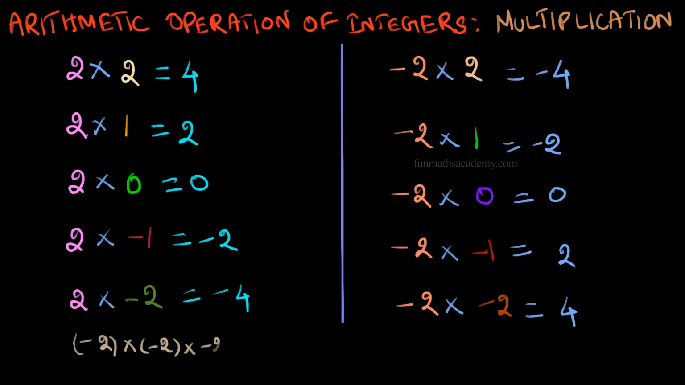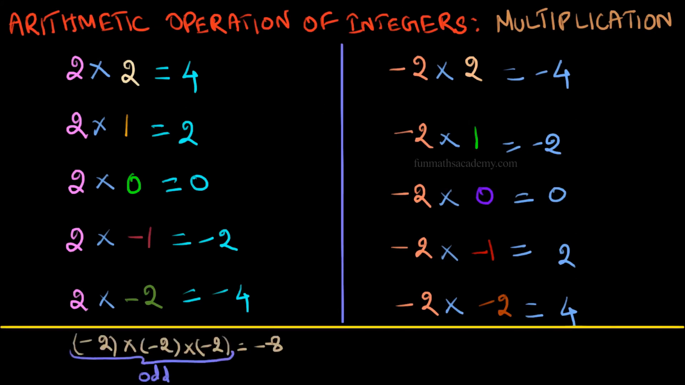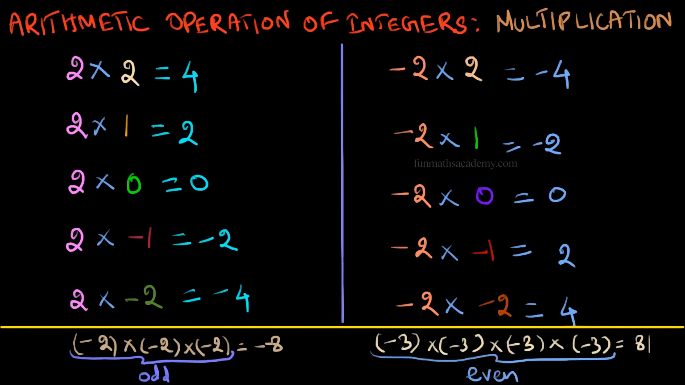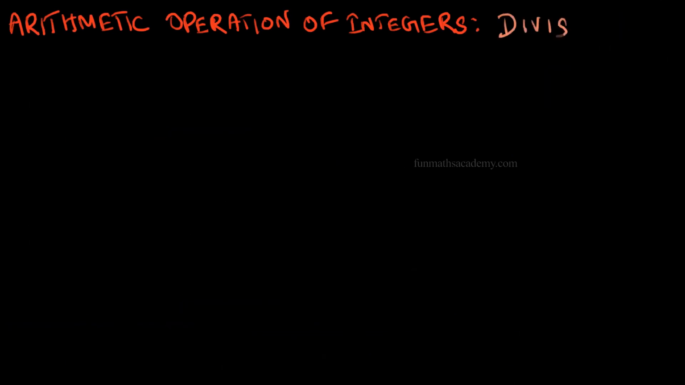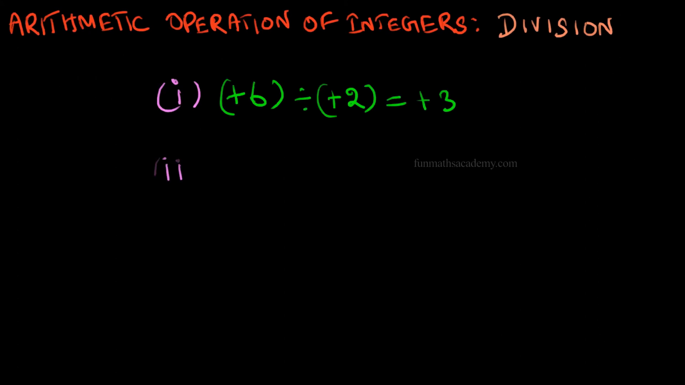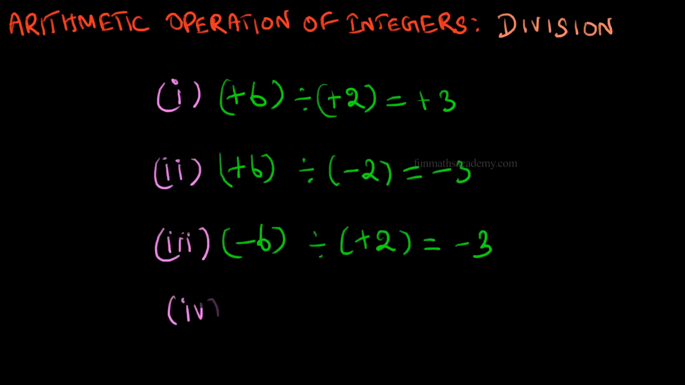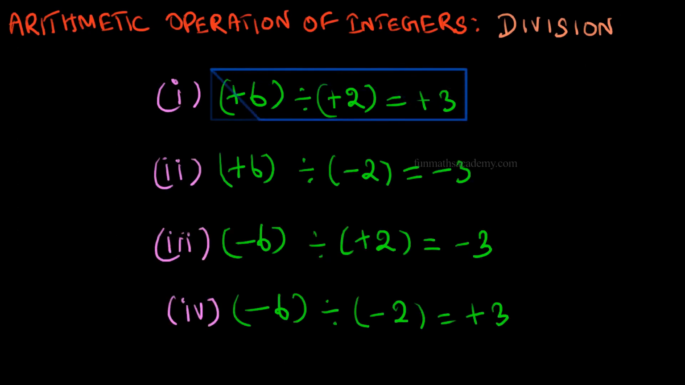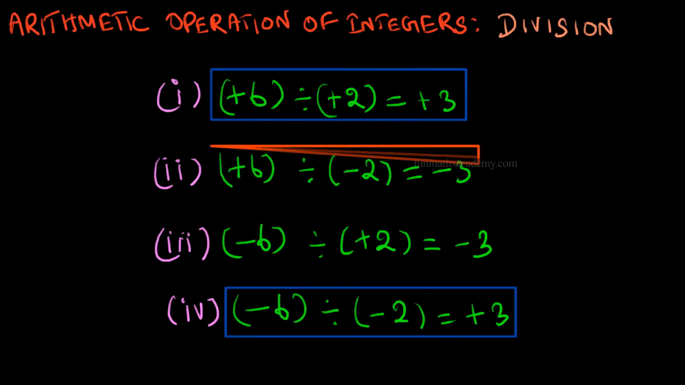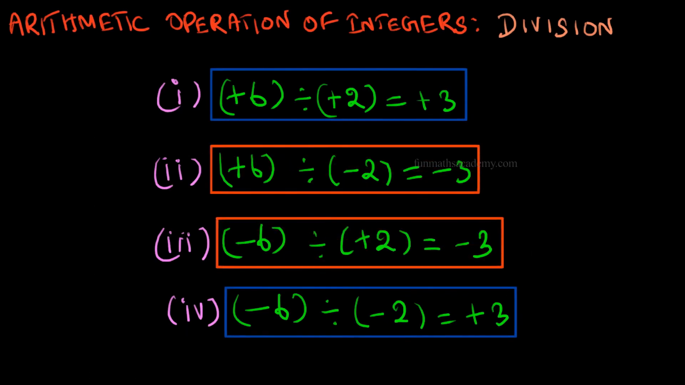Now, when we multiply odd number of negative numbers, we will get a negative product. And when we multiply even number of negative numbers, we get a positive product. Since division is inverse process of multiplication, the same rules we used in multiplication will also be used in division. That is, when two like signed numbers are divided, we get a positive number, and when two unlike signed numbers are divided, we get a negative number.